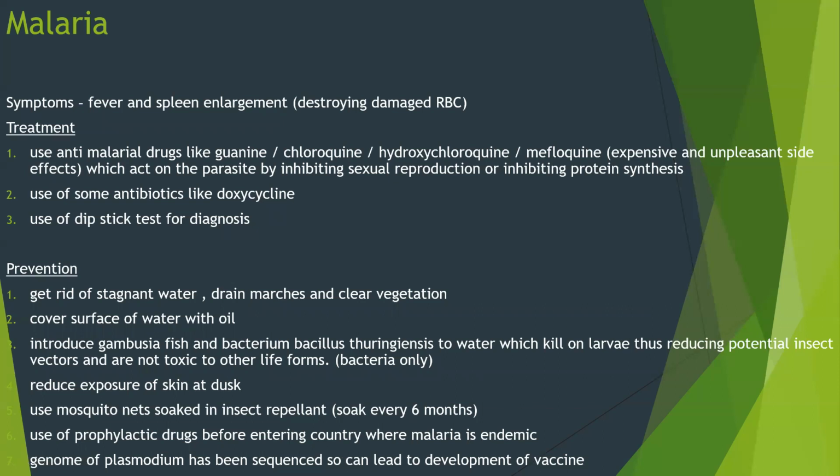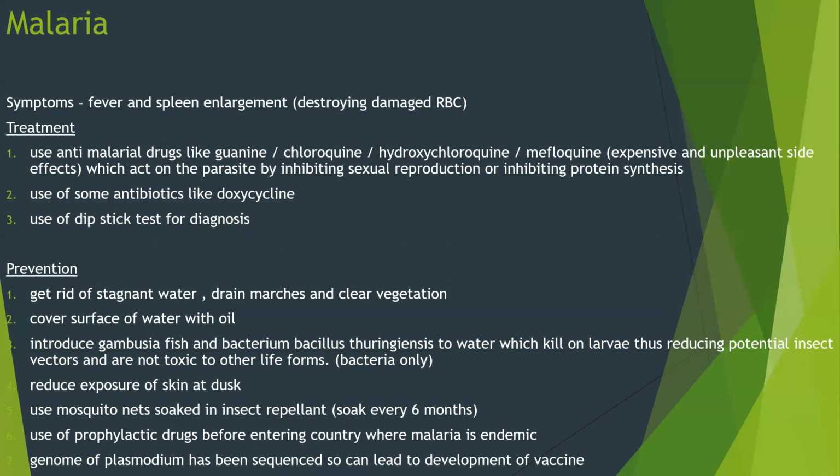The treatment of malaria usually involves anti-malarial drugs, for example chloroquine or hydroxychloroquine. For example, mefloquine as well. But the issue with mefloquine is that it's expensive and has unpleasant side effects. These anti-malarial drugs can act on the parasite by inhibiting sexual reproduction or inhibiting protein synthesis. You can also use some antibiotics like doxycycline. I recommend you remember one or two of each example so you can quote them during the exam.